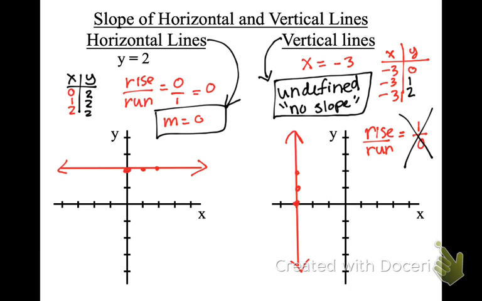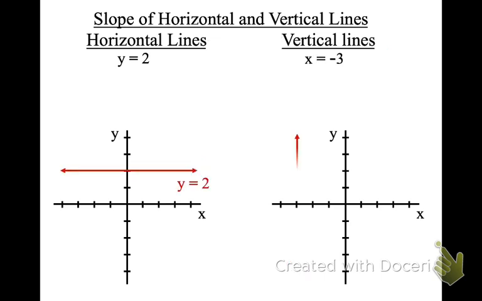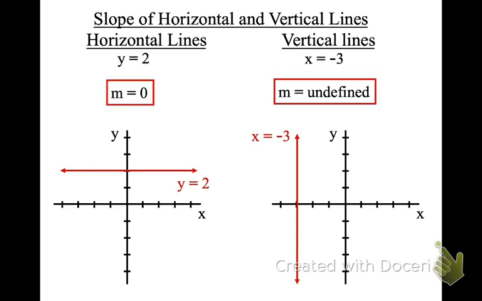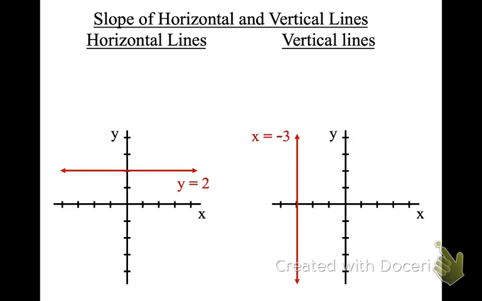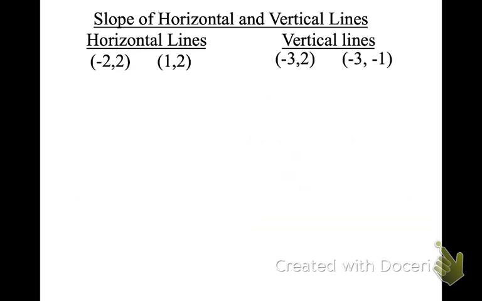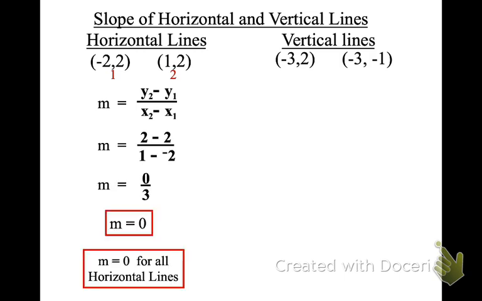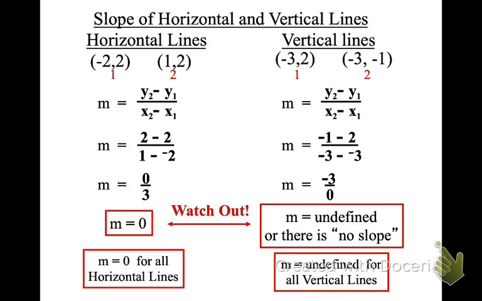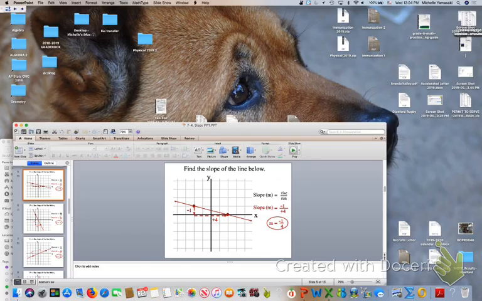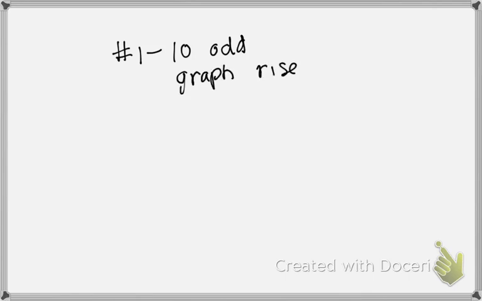So, let's go over the homework now, because there have been many questions. We said, with all vertical lines, they're undefined. With all horizontal lines, the slope is 0. So, on the homework for tonight, number 1 through 10 odd, you have to graph and do rise over run. Okay?